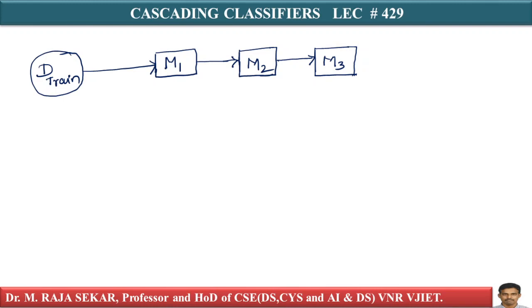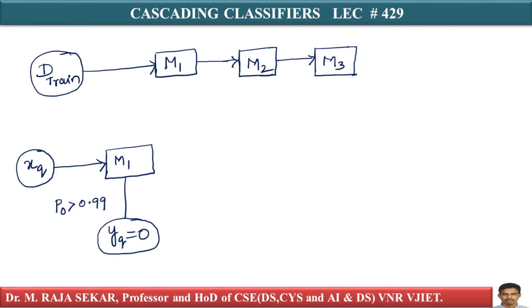The data set you should use to train M2 is different from M1. The data set used to train model M1 is the whole training data set, isn't it? For model M1 we are using the whole training data set. The training data used to train model M2 is a little bit different from model M1. Anyway, we will try to understand how this training data can change from model to model in future classes. For the time being, just assume you train a model M1 and you get a query point XQ.